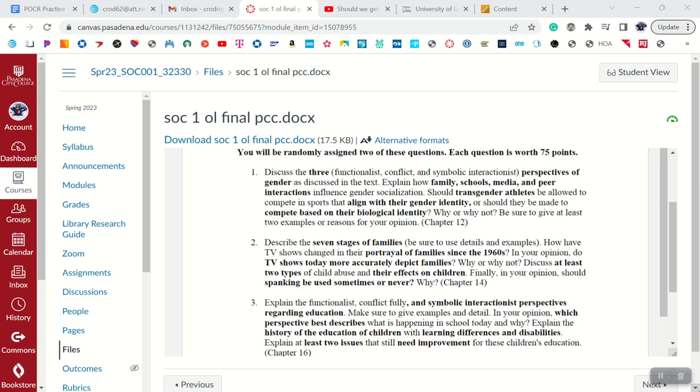Should transgender athletes be allowed to compete in sports that align with their gender identity, or should they be made to compete based on their biological identity? There's a controversy in the US today about trans athletes. Should trans athletes be allowed to compete on a team that is not consistent with their biological identity, but is consistent with how they identify, their trans identity?